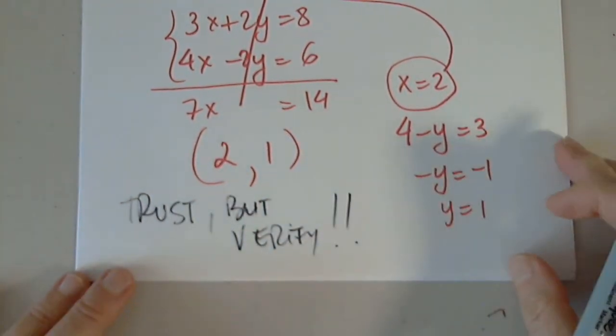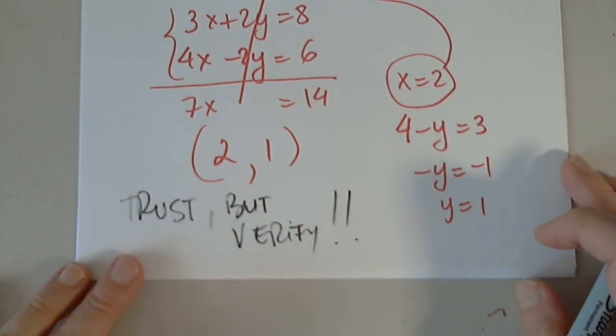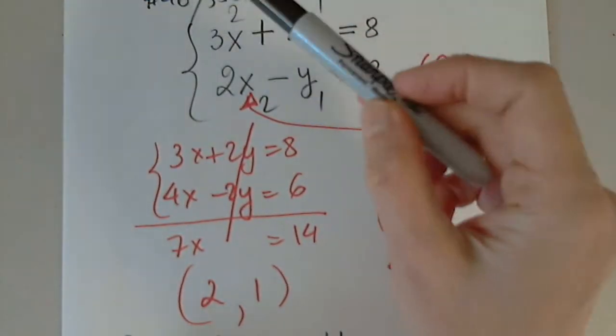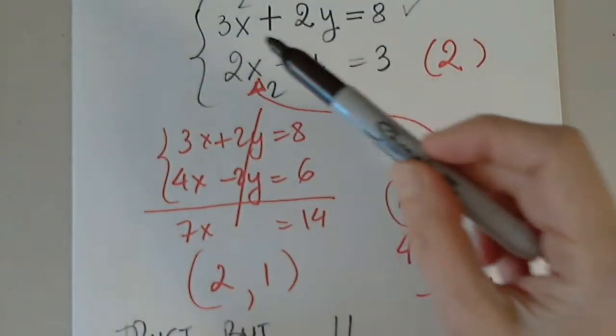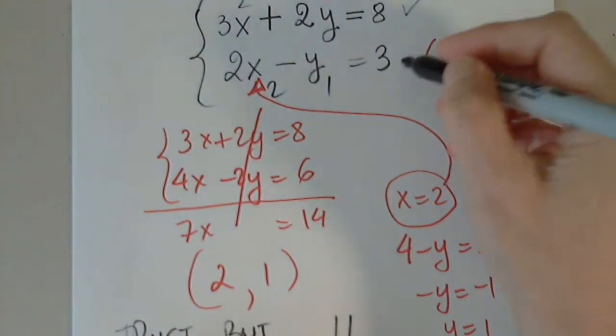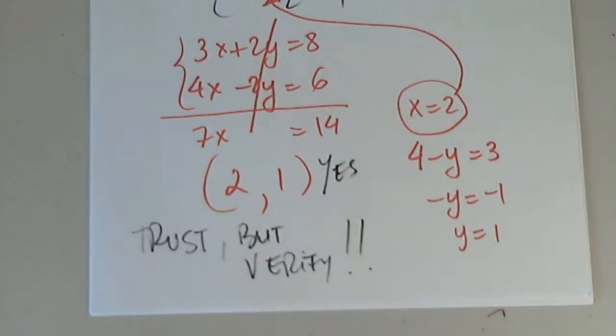Excellent. Thank you. It was Samantha? Yeah. Well done. I agree. Well, 3 times 2 is 6. 6 plus 2 is 8. Yes. 2 times 2 is 4. Minus 1 is 3. Yes. Only now I'll say yes. I checked.